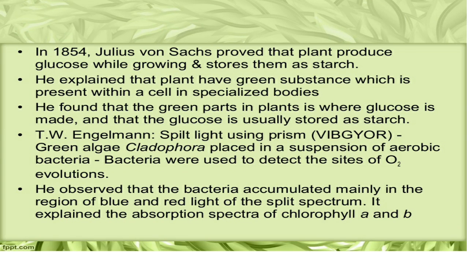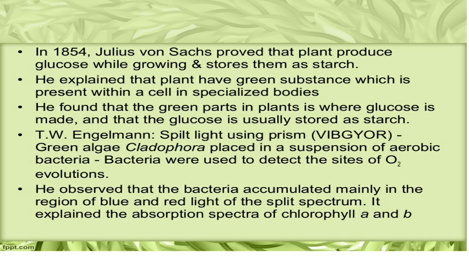In the year 1854, Julius von Sachs proved that plants produce glucose while growing and store it as starch. He explained that plants have green substances which are present within a cell in specialized bodies. He found that the green parts in a plant are where glucose is made and that the glucose is usually stored as starch.